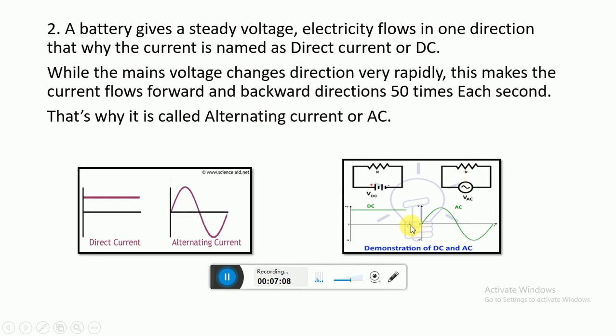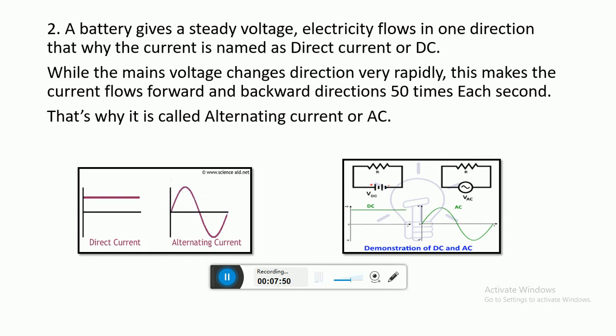So the current also changes and the voltage also changes in this case. The voltage is increasing and decreasing during each interval of time, and the current also increases and then decreases and moves in the opposite direction. This shows us the direction of current also changes. So in case of DC, current has the same direction. In case of AC, current continuously changes direction 50 times in 1 second.